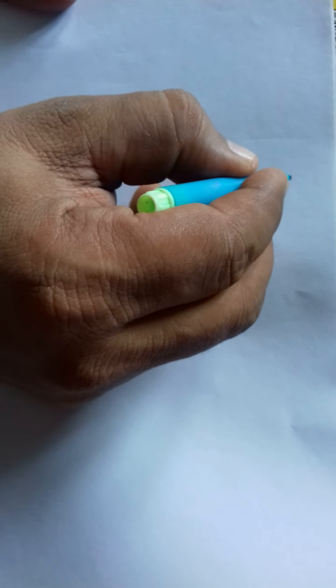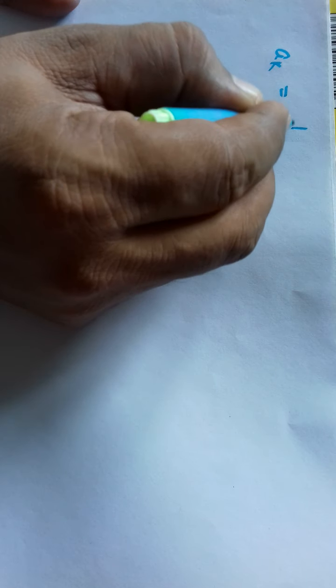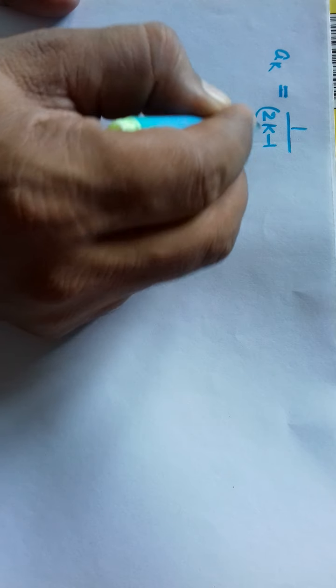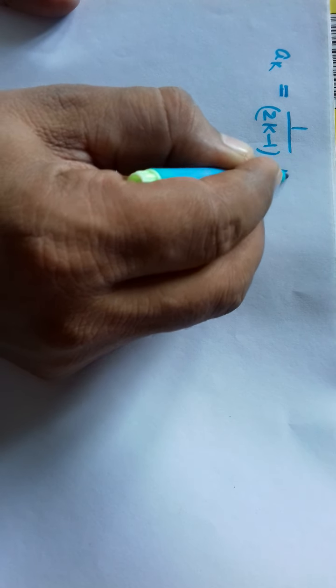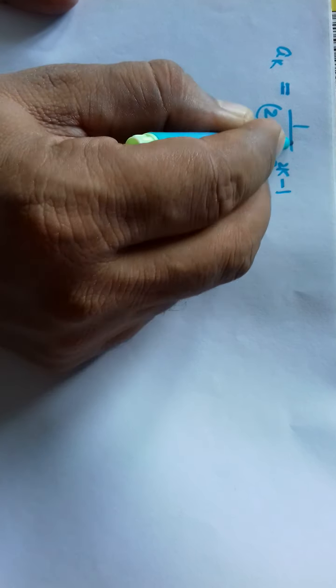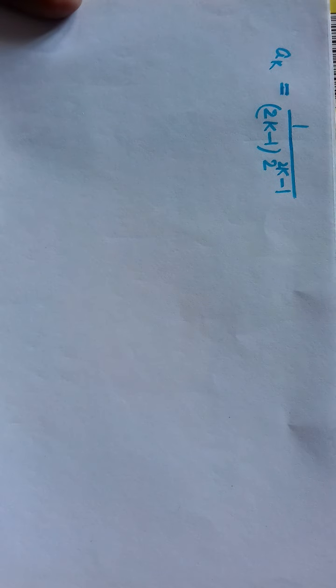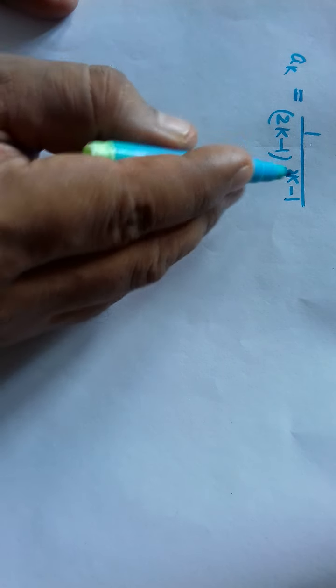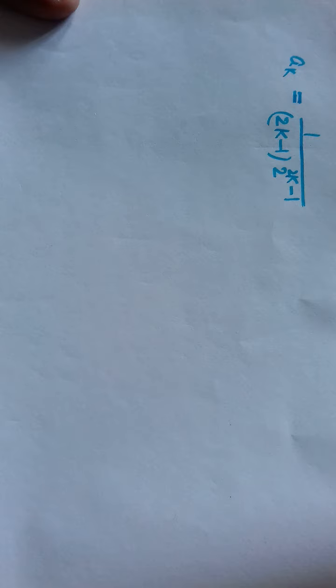Let the kth term of the first series be ak. So ak will be 1 by (2k minus 1) times 2 to the power (2k minus 1). And obviously you see that if k tends to infinity, then ak will be 0. So this may be convergent.